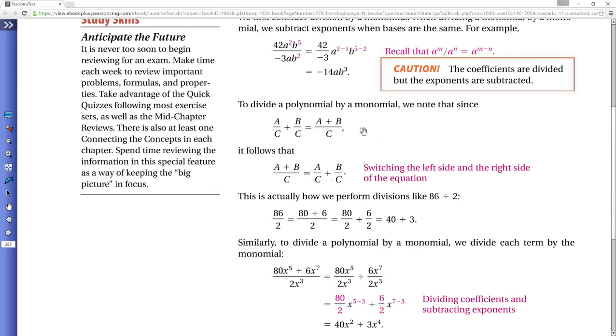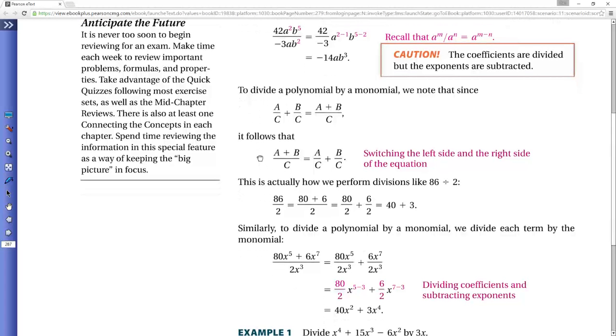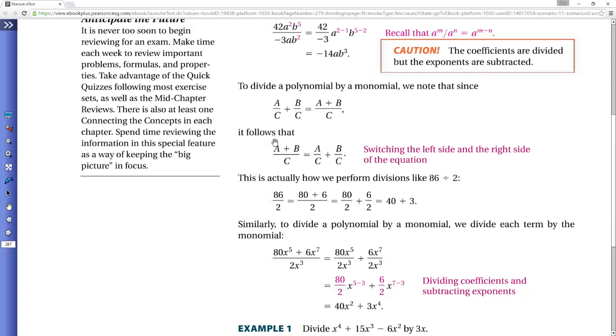This is good review. This is really a review of a couple of sections in chapter 1. Especially if you have a calculator, you're probably never going to think about doing it this way. The reason they're showing this is to remind us exactly how fractions work, especially with addition and subtraction.